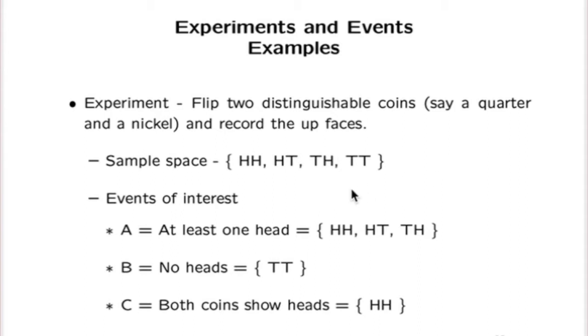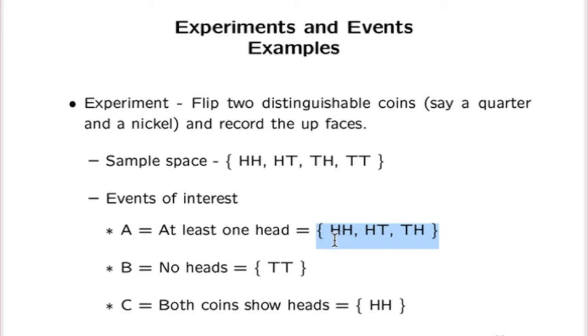All right. Now we can define some events of interest here. And events of interest are collections of elementary events. We can also think of composite events as subsets of the sample space. Now one event of interest might be described in words as getting at least one head when we flip these two distinguishable coins. And if we represent that event as a collection of elementary events, or equivalently as a subset of the sample space, then we would have these three elementary events.